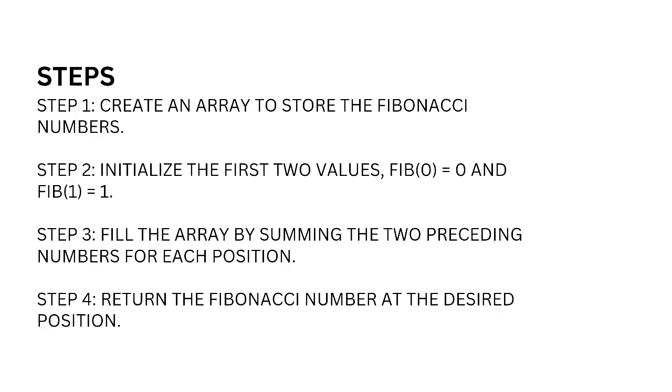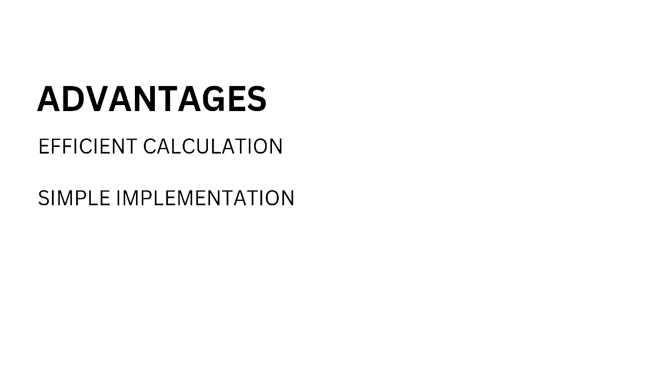Alright, so step 1, create an array to store the Fibonacci numbers. Step 2 is to initialize the two values, Fibonacci 0 and Fibonacci 1, as 0 and 1. And then you fill the array by summing the two preceding numbers for each position. Then you return the number at the desired position. That is the simple process. Now let's move on to the advantages and disadvantages.